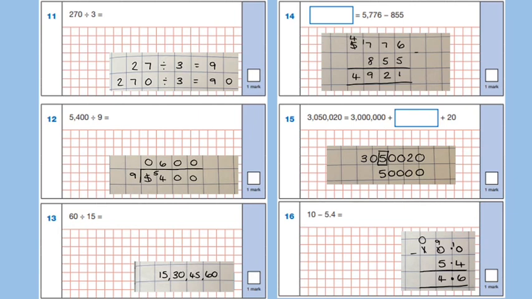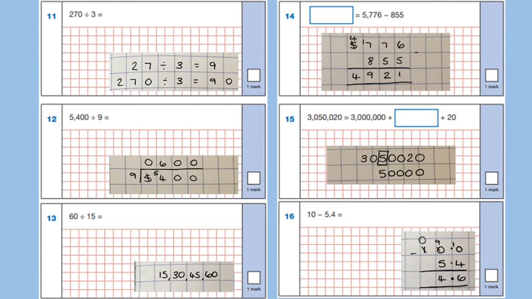Number 14, so this one is a missing number question, but actually it is just the answer that's missing. It's almost like they've written the question backwards. So all I need you to do is do the simple subtraction that's on the screen, which you can see I've done here, and I've got 4,921.